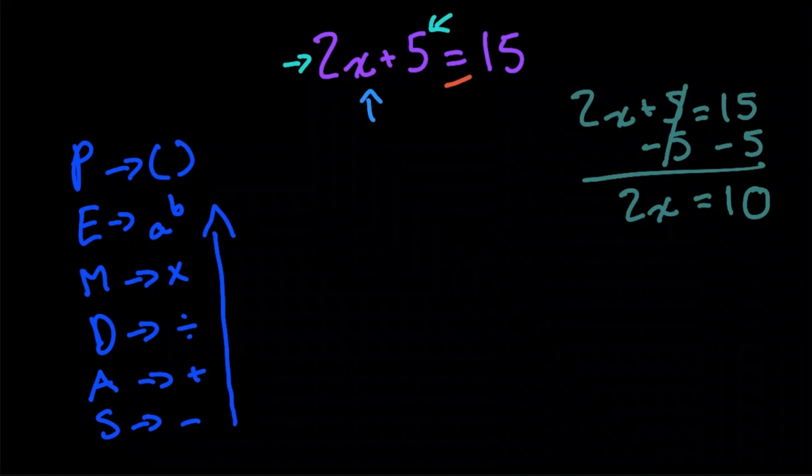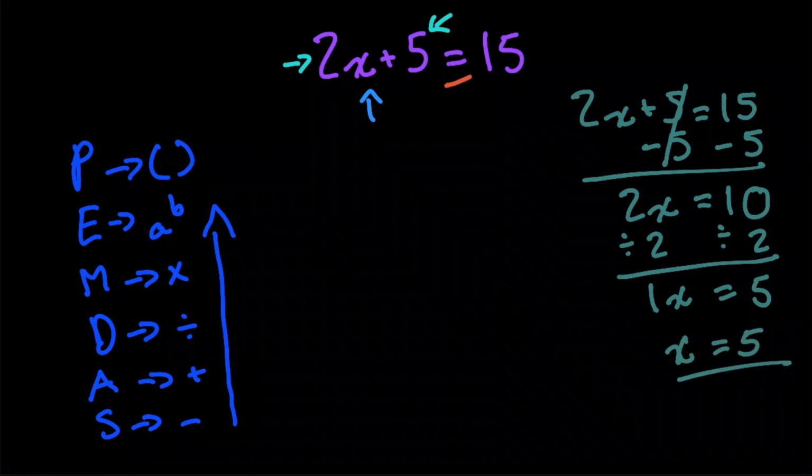Next, the variable is being multiplied by 2. To undo multiplication, we divide. So we will divide by 2 on the left and divide by 2 on the right. So 2 divided by 2 gives us 1. This will be 1x = 10 divided by 2, which is 5. And 1x = 5 is the same thing as saying x = 5. So this is our answer.